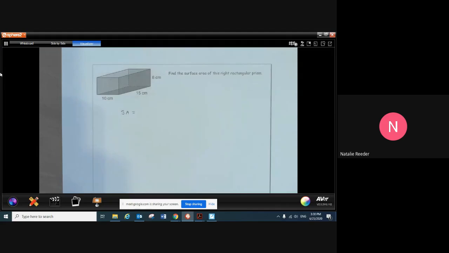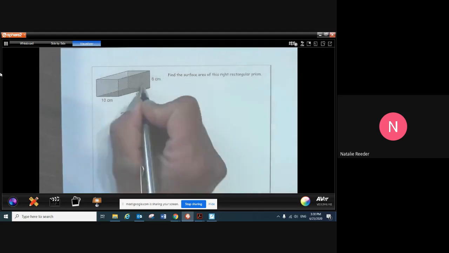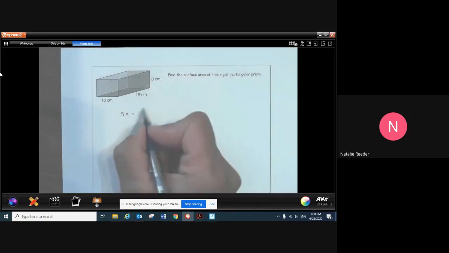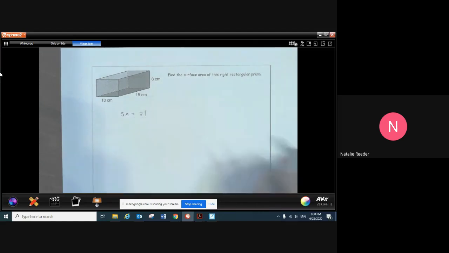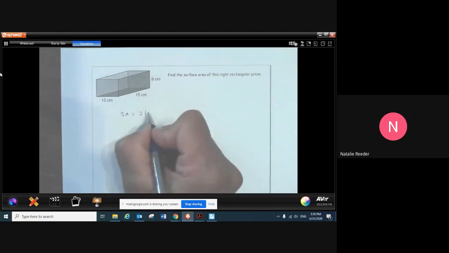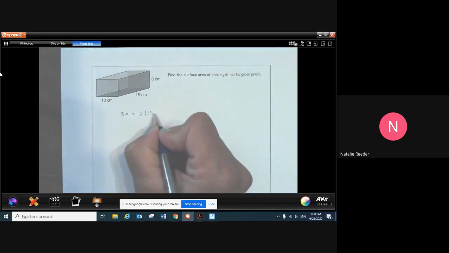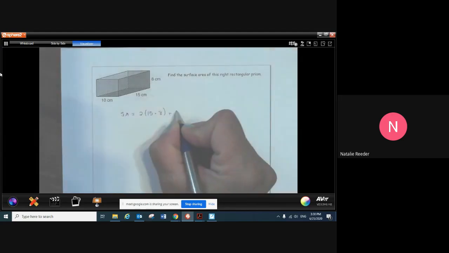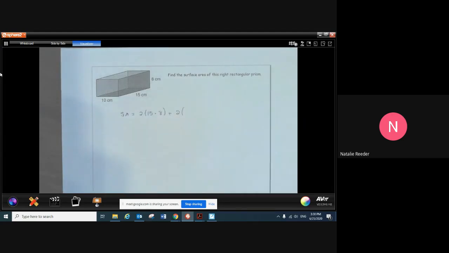Now I said 2 times area of the front. Have a look at that rectangular prism and identify which one would be the front. Now it really doesn't matter which one you use. But normally the one that we can see would be our front. Now the dimensions of this front, so it's 2 times the area of the front, the dimensions are 15 by 8. We go 2 times 15 times 8, plus 2 times the area of the side.